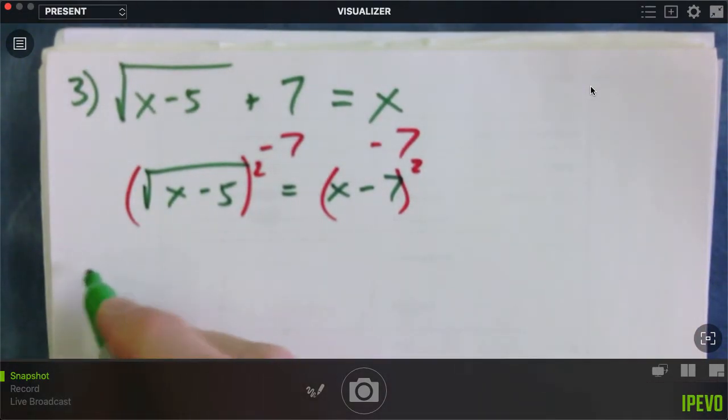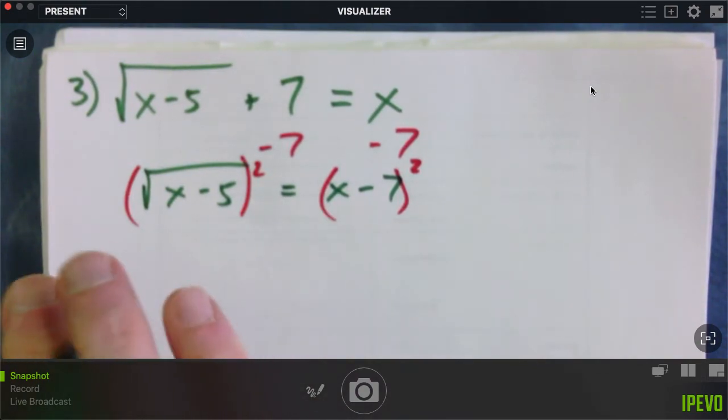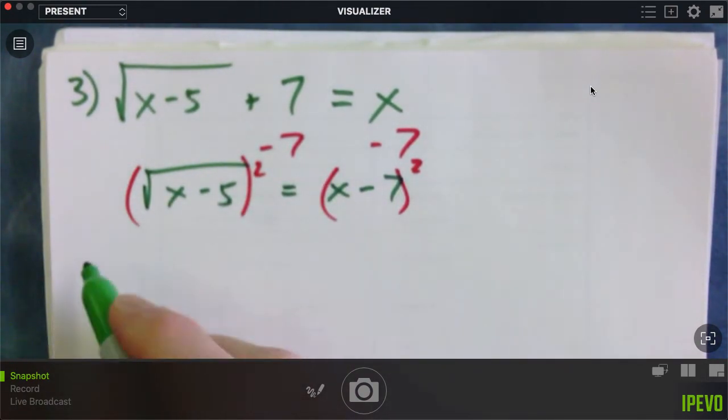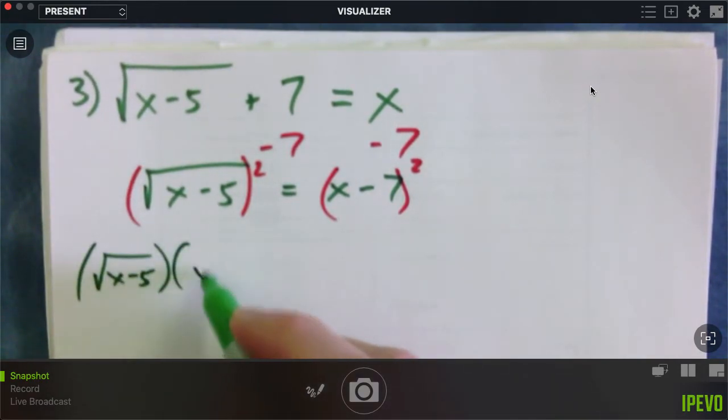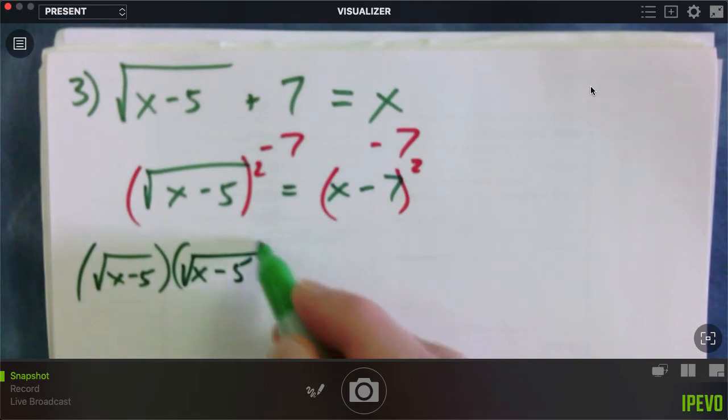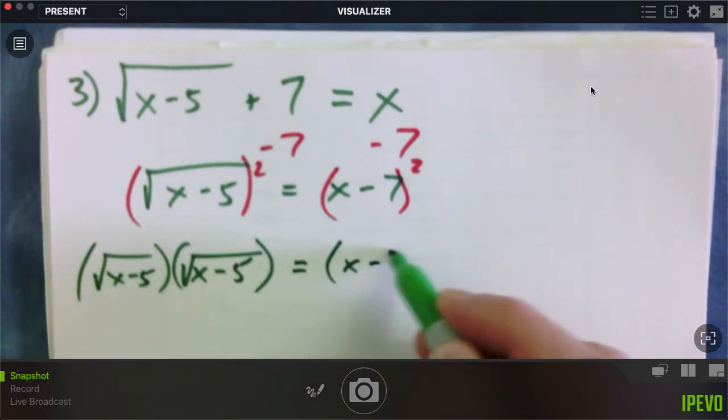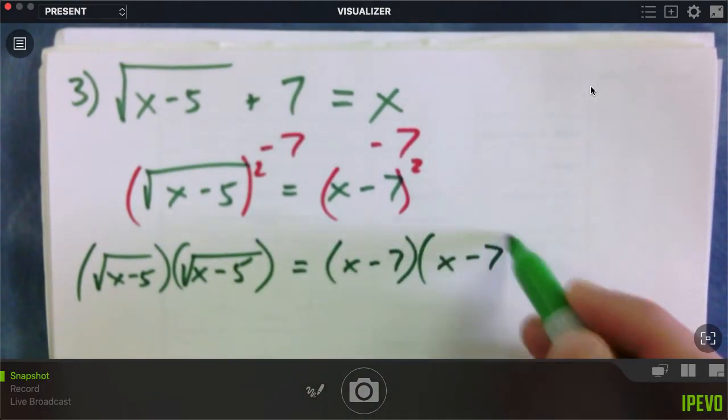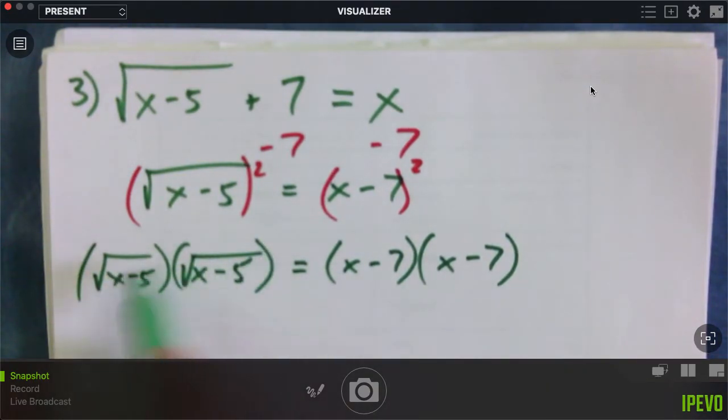And so what that looks like, and I'm doing all the steps here. You won't need to do this many steps. I just want to do them all just so we don't lose anybody. So it's x minus 5 times x minus 5 equals x minus 7 times x minus 7. It's a root sign times a root sign, so they cancel. So you've got x minus 5 on this side.